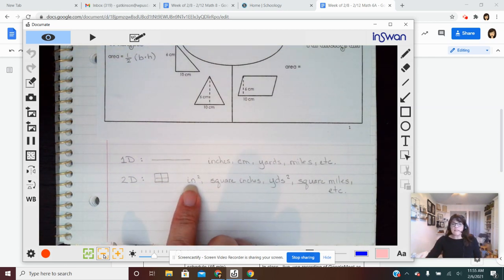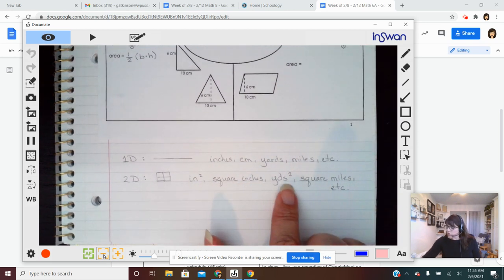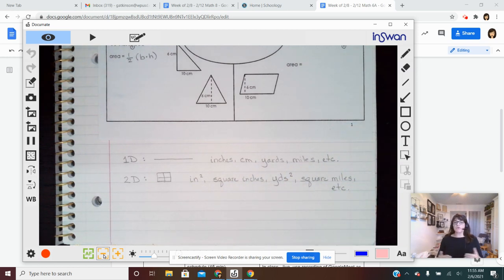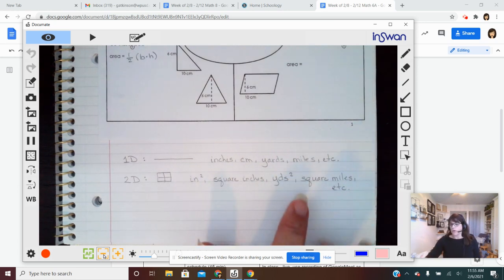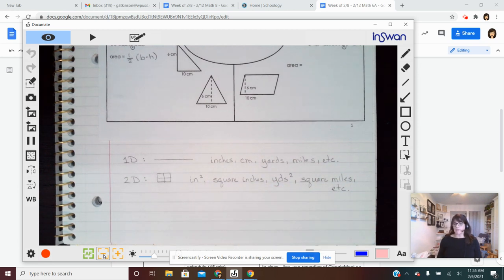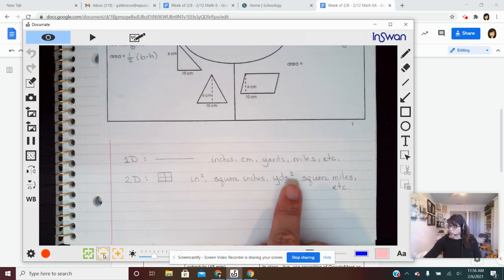We measure these in inches squared, or you could write that as square inches. Yards squared, and notice I'm using the little exponent 2 to show that this is squared. It is a very different measurement to say that it's yards versus square yards. So when you're doing these problems, labeling them is going to be part of the right answer. If it's not labeled correctly, it's not correct. Okay, and you can write it out as square miles or square inches, or you can use the exponent, which I like a lot.